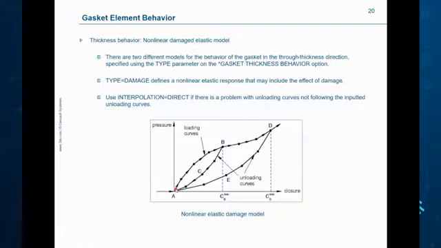So if you load the gasket up to point B and then unload, if you've defined damage unloading, then you get unloading back down to A. So it is an elastic response. And then when you reload, you go up the damaged curve and then continue on and so on. So for this type of thickness response, you do define a primary loading curve, and then you can define a series of unloading curves. If you unload from an in-between pressure, then Abaqus will interpolate to get that unloading behavior.